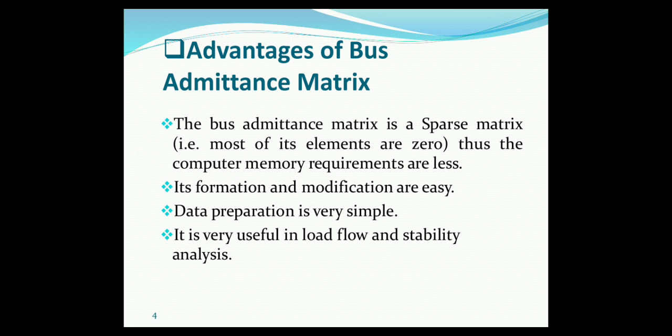The bus admittance matrix is also known as a sparse matrix. The general meaning of a sparse matrix is that most of the elements present in that particular matrix will be equal to 0. Such a matrix is called a sparse matrix. Thus, the computer memory requirements are less. The formation of the bus admittance matrix is very easy when compared to other matrices, and the modification of Y bus is also very easy. Preparation of data is very simple, and it is very useful for load flow studies and stability analysis of a power system.